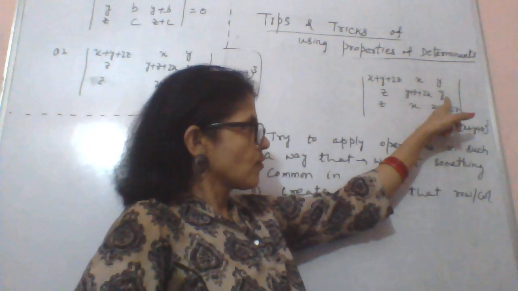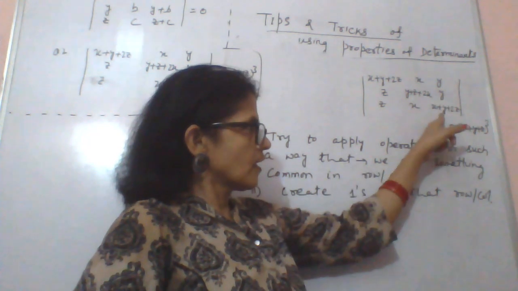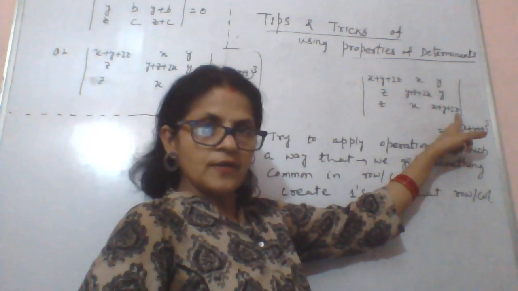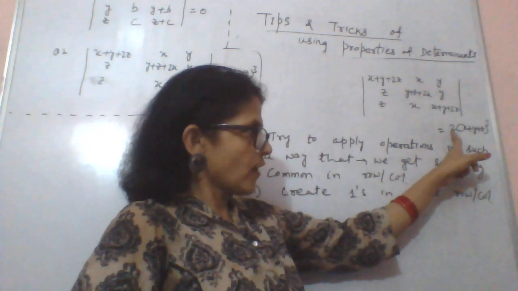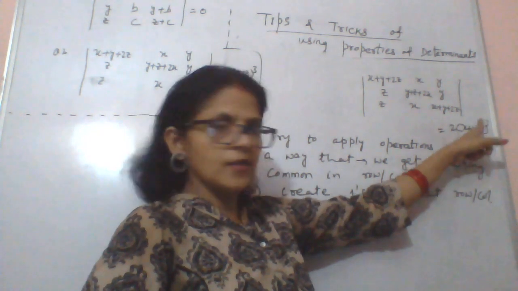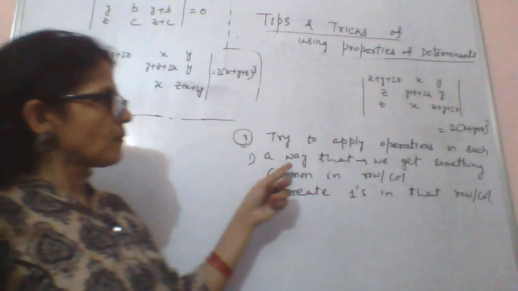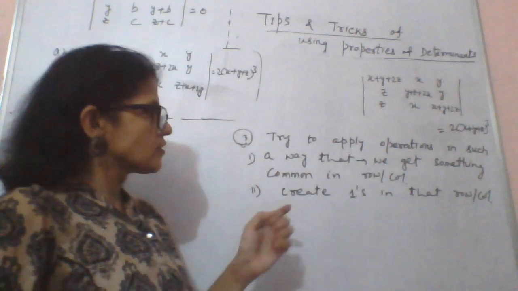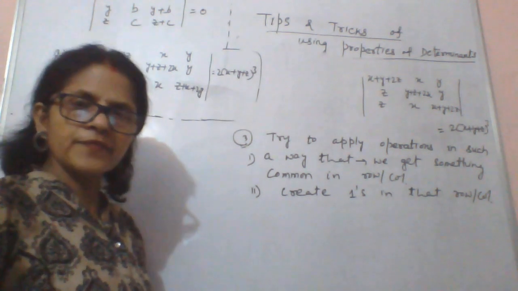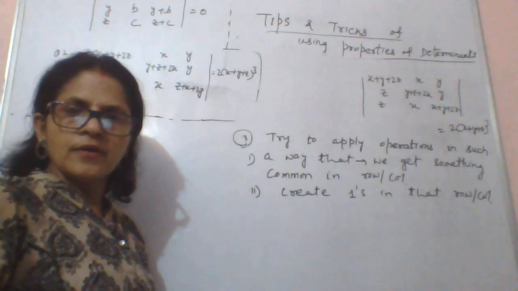z, y plus z plus 2x, y, z, x plus y plus 2z. Prove that it is twice of x plus y plus z whole cube, right? So here, as I said, try to apply operations in such a way that we get something common in a row or column.